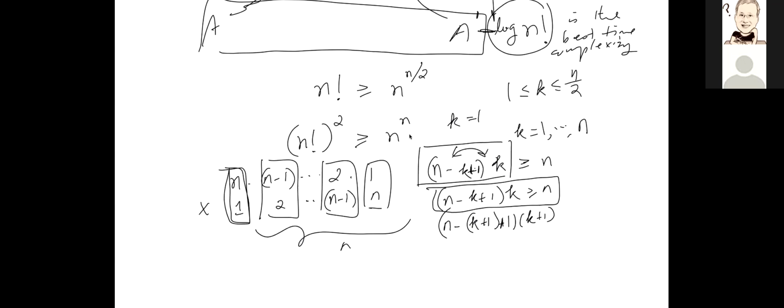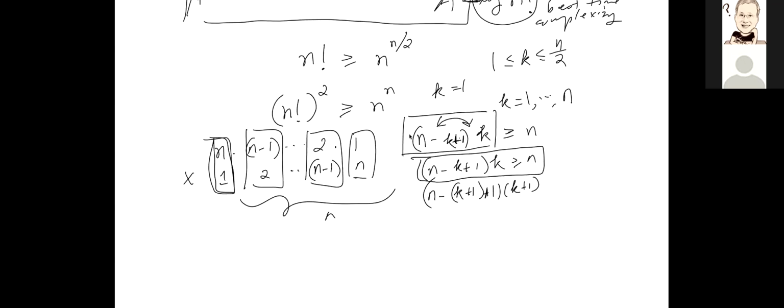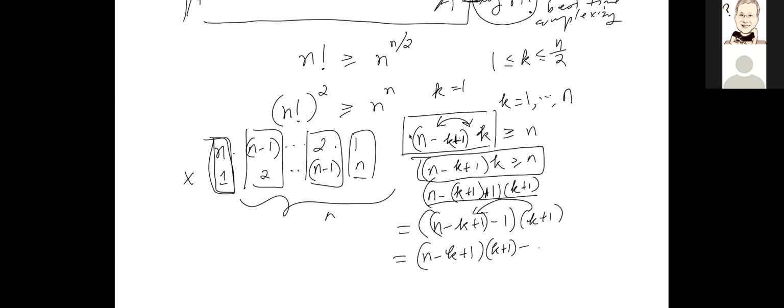So now we can see why this thing is going to be greater than or equal to n. We simplify this a little bit. So this becomes n minus k plus 1 minus 1, and then this is k plus 1. So we distribute this. And then this is going to be n minus k plus 1 times k plus n minus k plus 1 minus k minus 1. So this part, by the induction hypothesis, is greater than or equal to n.